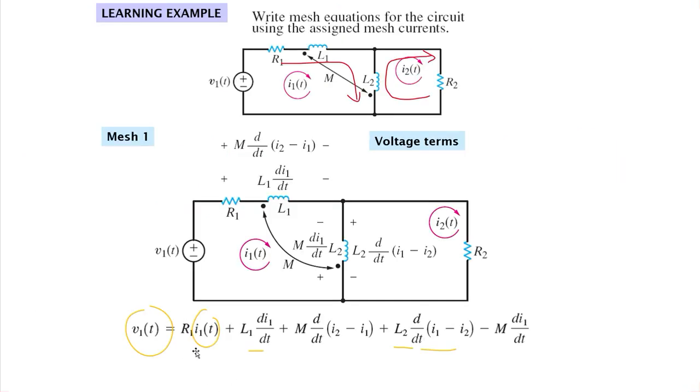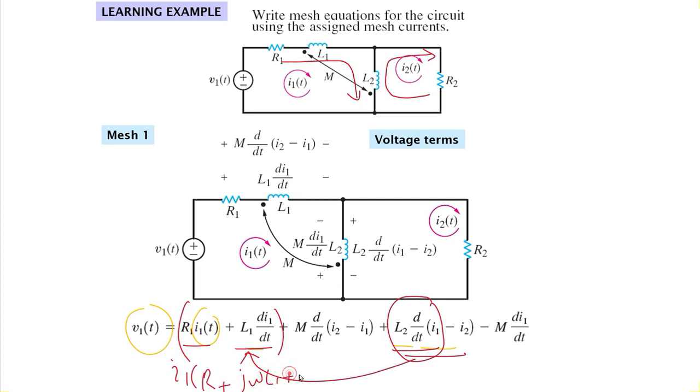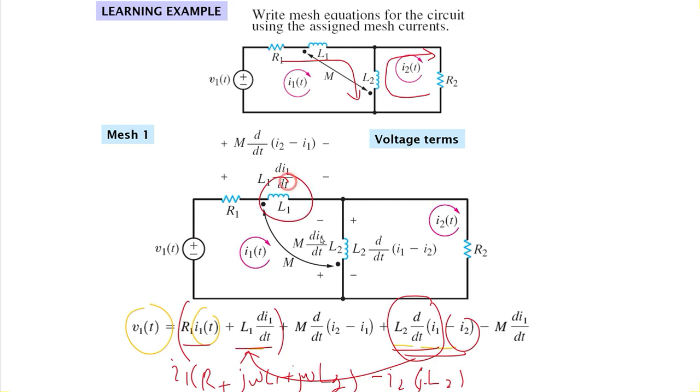So we are having this R1, I1, L1, D1, and then L2 I1 and L2 I2. L2 I1 was added to this one in our method as I1 into R plus j omega L1 plus j omega L2, and then this I2 was written separately as minus I2 into j omega L2, and after that mutual inductance in this due to currents in this.